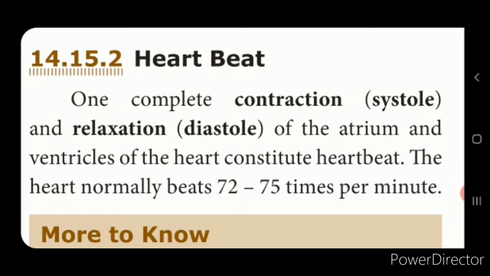Now the blood is circulated by the contraction and the relaxation of the chambers, isn't it? Now here the heartbeat is nothing but one complete contraction and relaxation of the atrium, that is the auricle, and the ventricle of the heart. That one complete cycle is called the heartbeat. Now the contraction of the auricle and the ventricle is called the systole, and the relaxation of the chambers is called the diastole.